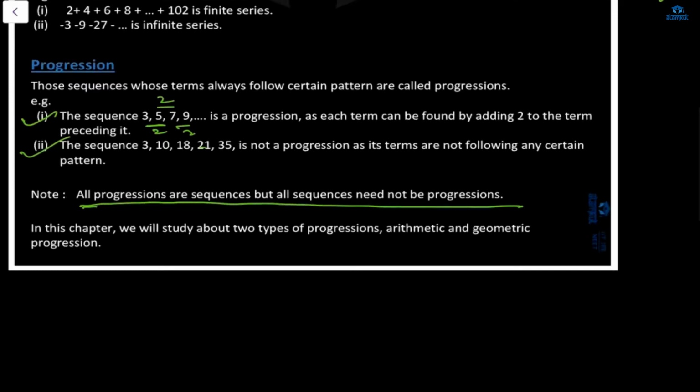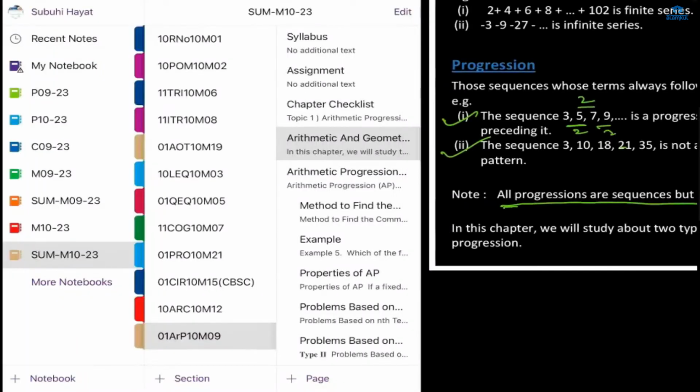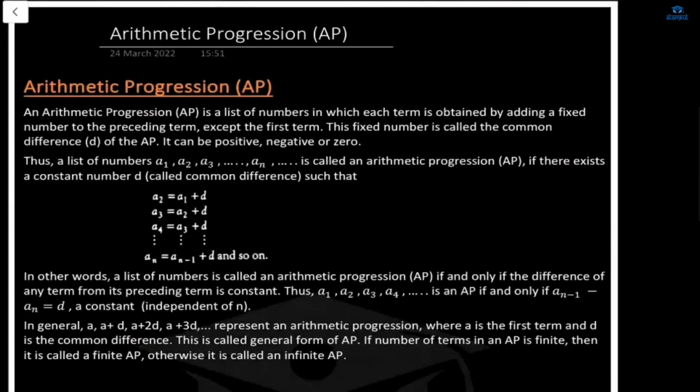Now, arithmetic progression. An arithmetic progression is also a sequence which follows some pattern, because it's a progression. Now let's see what type of pattern it follows. An arithmetic progression is a list of numbers in which each term is obtained by adding a fixed number to the preceding term, except the first term, because the series has to start from somewhere.